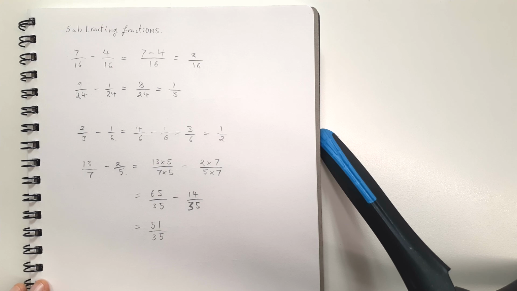Great. So I look at this and I say, can I divide out and simplify? And it looks like no. 51 can divide by a few things. It can divide by 3. It can divide by 17. 35 can only divide by 5 or 7. So that's it. We're done.